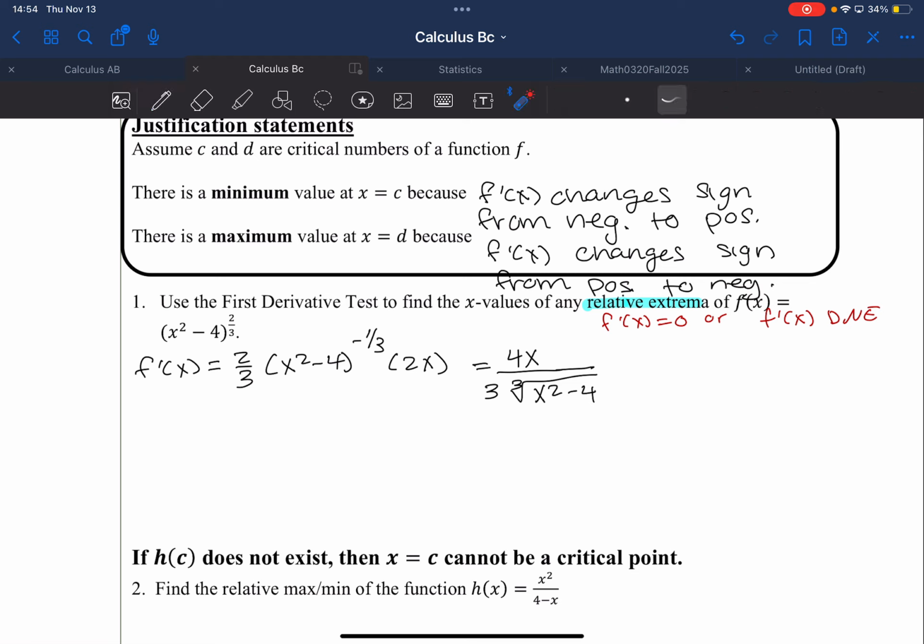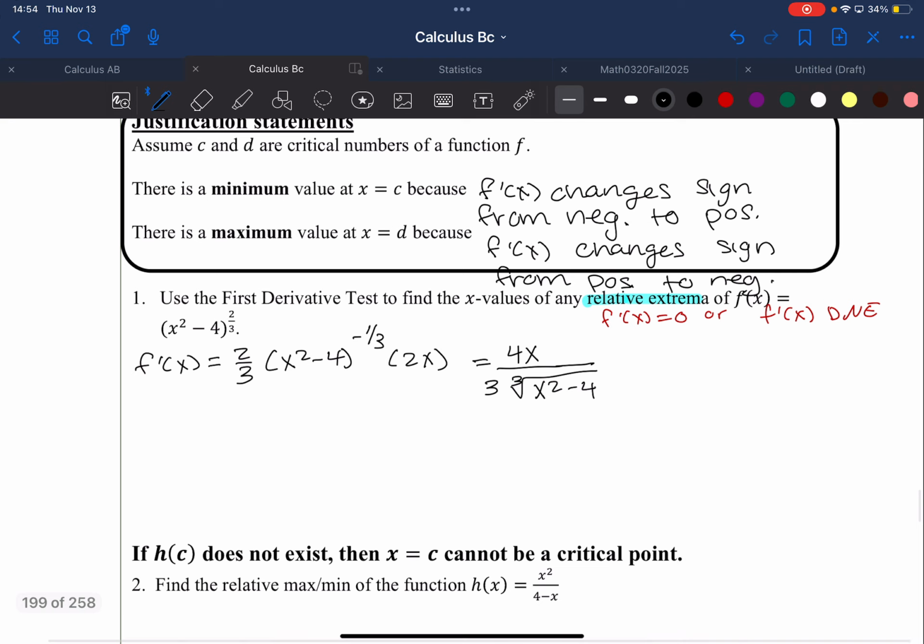Okay, so I got the cube root on the bottom because this is x squared minus 4 to the negative 1/3 power. Okay. And then I got 2x times 2/3, which is 4x thirds. Okay, that's where everything came from.